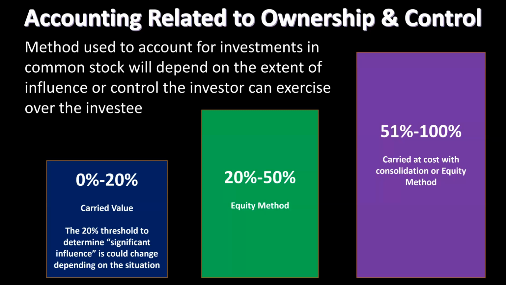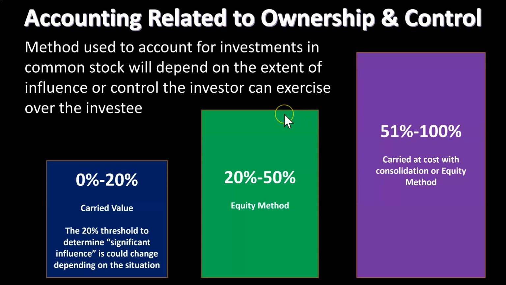Then you're thinking, okay, now there's pretty much significant influence, and therefore we're going to use a different method, the equity method, than if we're over 51%, which is a more solid line. If you have more than 51% and you're voting on things, then you pretty much win. And that would mean control for that situation typically. And then we may use a different method, such as a consolidation.